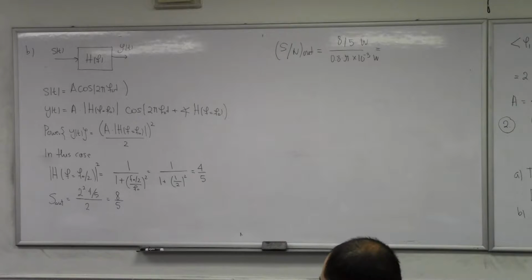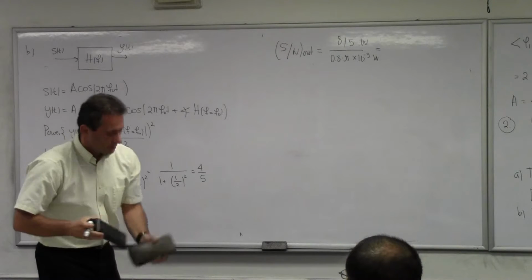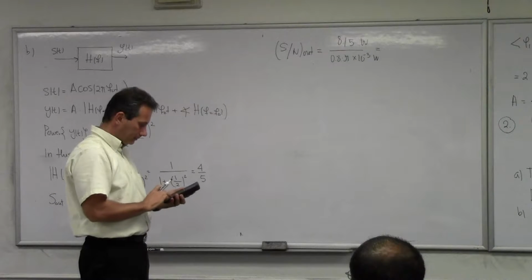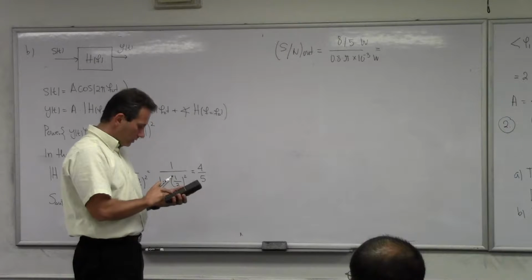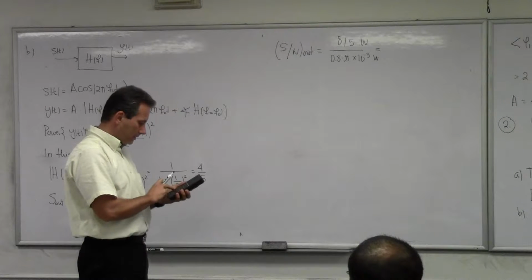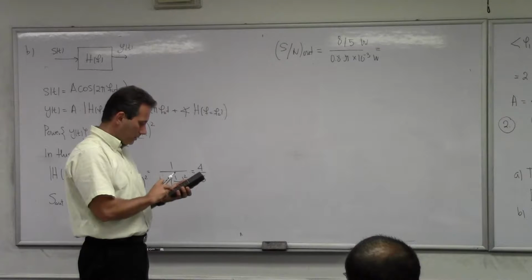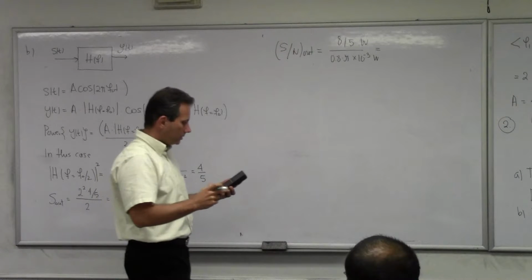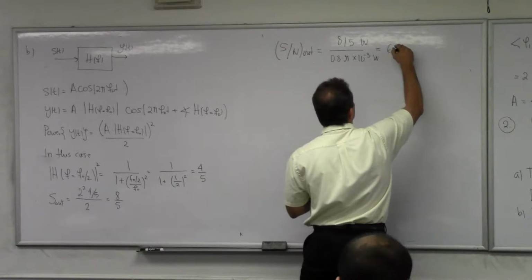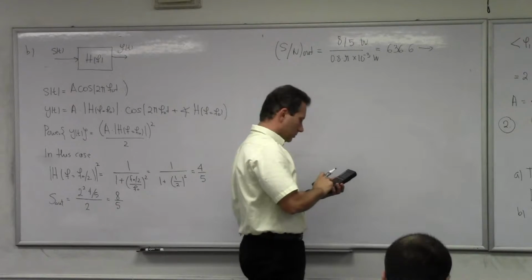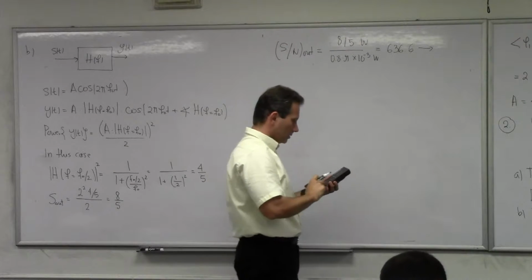I think I have, but I might be wrong. No. So this is 8 divided by 5 divided by 0.8 times 5. So this is 636 times 0.6, which it is customary to express in dB, but this is 20 dB.